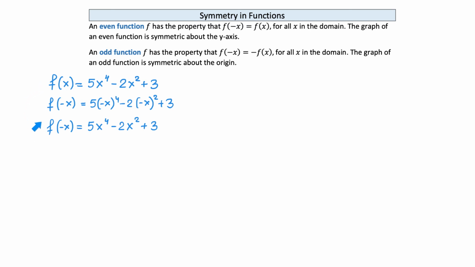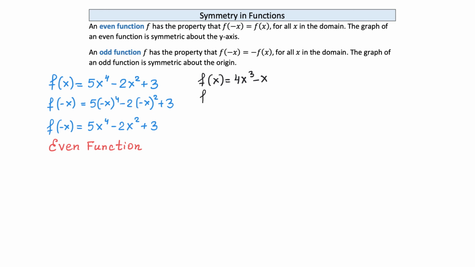If we look at these two functions, and if nothing changed compared to the initial function, then this function is even. As you see, in both cases we have 5x to the power of 4 minus 2x squared plus 3, just like this one. Now let's see another example. f of x equals 4x to the power of 3 minus x. We will determine if this function is even, odd, or neither.